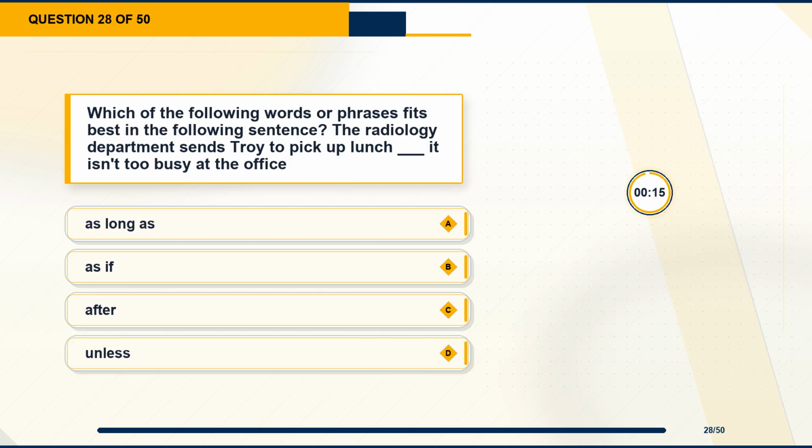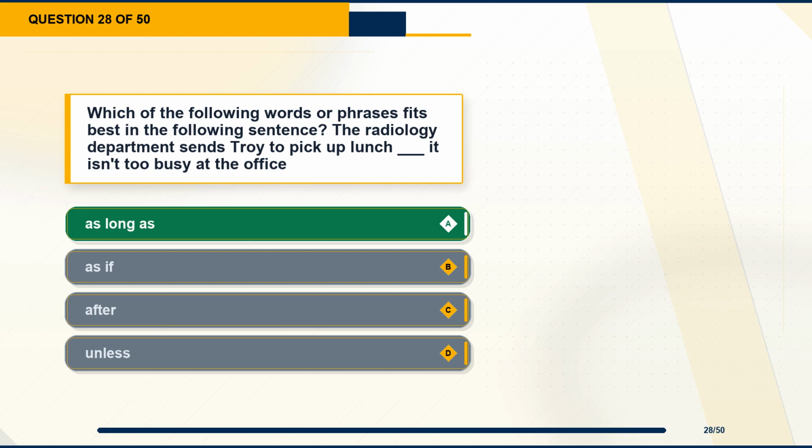Question 28. Which of the following words or phrases fits best in the following sentence? The radiology department sends Troy to pick up lunch blank it isn't too busy at the office. Option A, as long as. Option B, as if. Option C, after. Option D, unless.